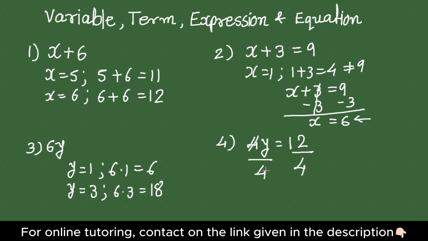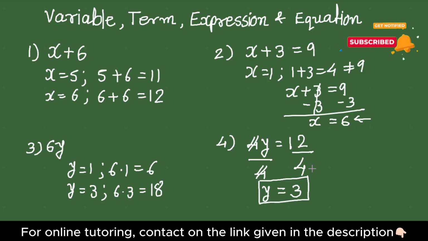So 4 over 4 is 1, so we can cross out 4 on the left side. So only y is there. And on the right side 12 divided by 4 is 3. So y is equal to 3 is the solution of this equation.